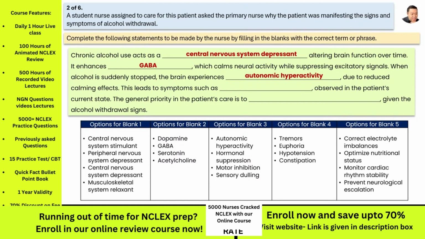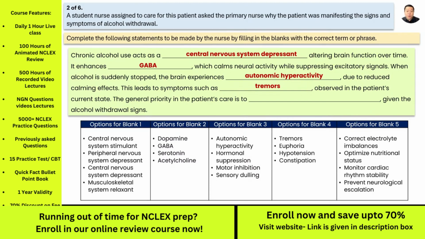Now let's head into the next blank here. The statement says this leads to symptoms such as blank observed in the patient's current state. So the following options are tremors, euphoria, hypotension, constipation. The correct answer here is tremors, and this is the hallmark early symptom of alcohol withdrawal, especially noticeable in the hands, and this can occur due to the sudden imbalance in the nervous system.